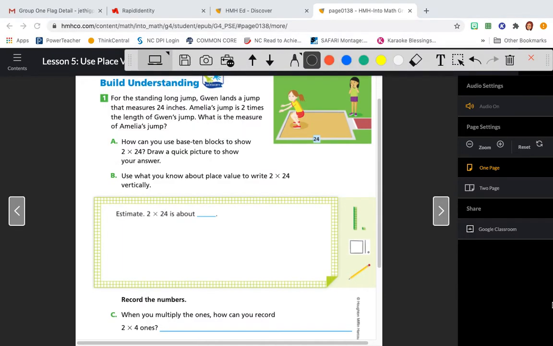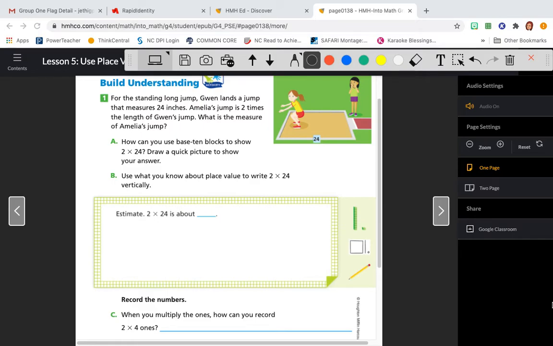for the standing long jump, Gwen lands a jump that measures 24 inches. Amelia's jump is 2 times the length of Gwen's jump. What is the measure of Amelia's jump? So let's look at A. How can you use base 10 blocks to show 2 times 24? Draw a quick picture to show your answer.